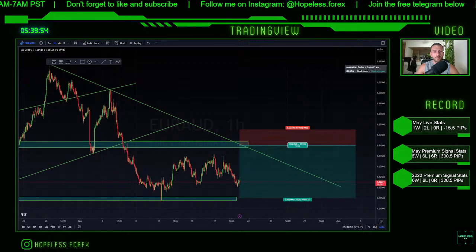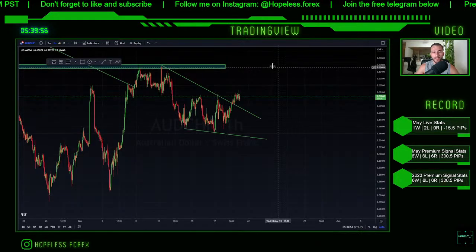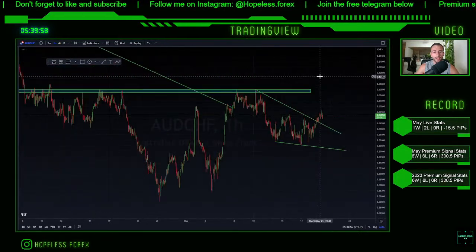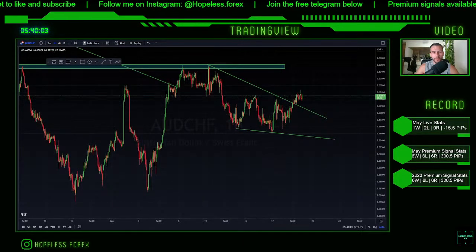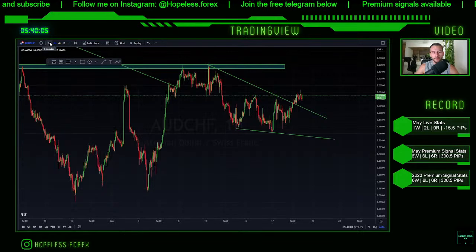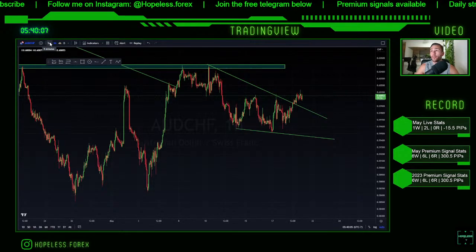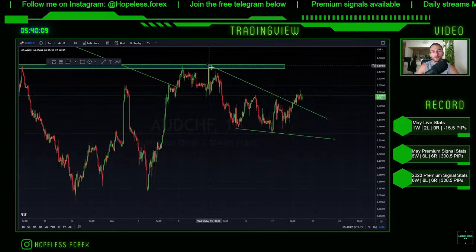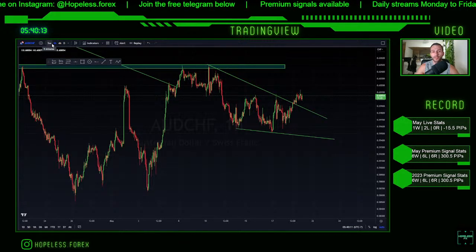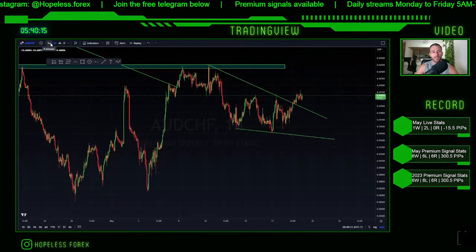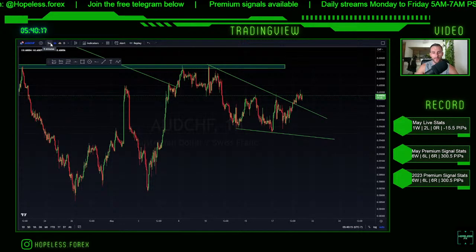Alright, let's take it from the top. We just finished AUDCAD, we're going into AUDCHF, sort of breaking out of this little wedge that we had drawn. Honestly, it was a bit of a not the best wedge, to be honest. Not a lot of price points, just kind of like what I thought was the best fit at the time.